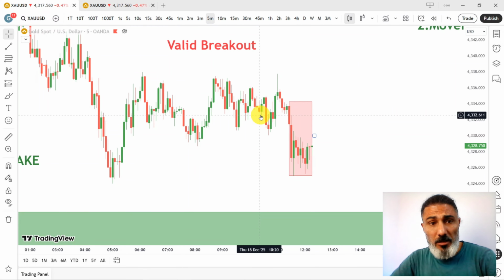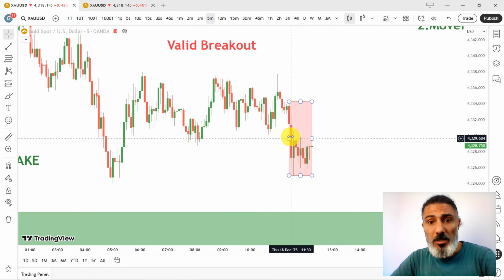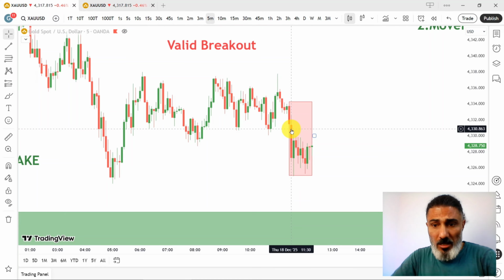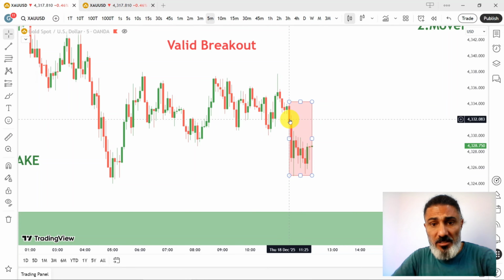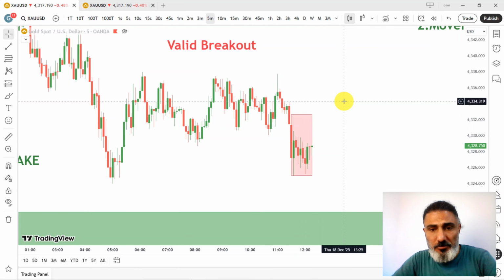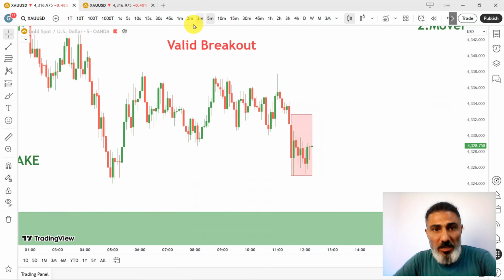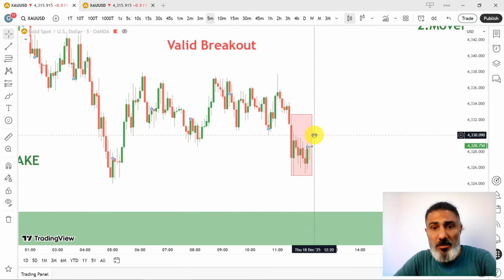We are on the gold chart, 18 December 2025. I have marked the first 9 5-minute candles of the London session. It means the first 45 minutes of London. This is our zone, and the time frame is the 5 minute time frame. You see, no daily bias, no indicator, nothing, just pure price action.